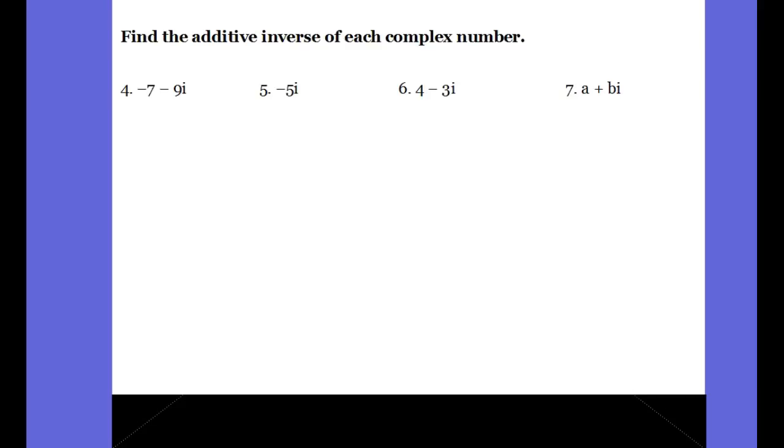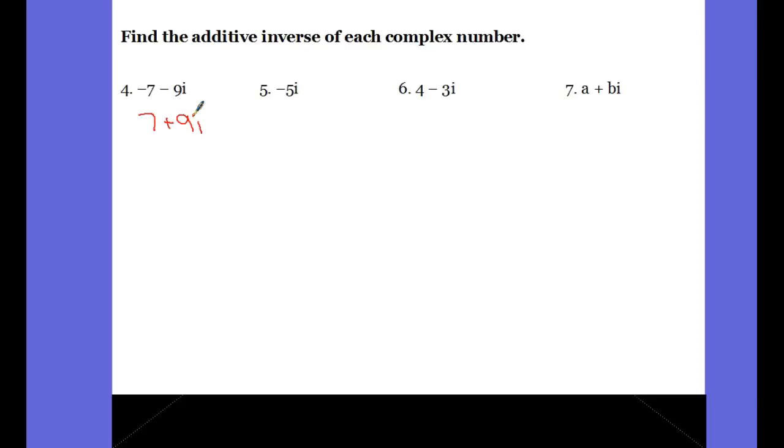So if I see the words find the additive inverse, I'm thinking I'm adding something and an inverse. What do we always kind of associate with the word inverse in math? Yeah, it's like the opposite operation. So the additive inverse is what you would add to this to give me 0. So if I have negative 7 minus 9i, what would I add to that to give me 0? Exactly, it's the opposite. I would need a positive 7 and a positive 9i. So the additive inverse is what you add to something to get 0.